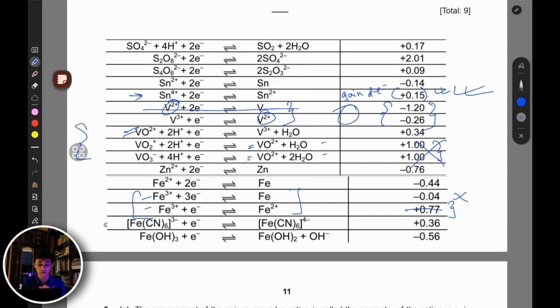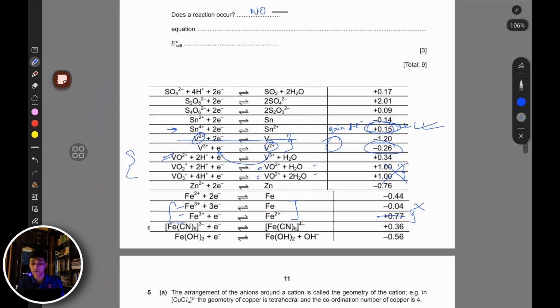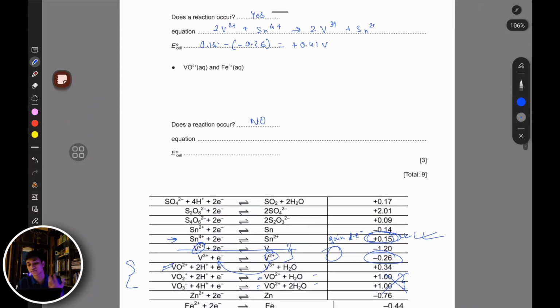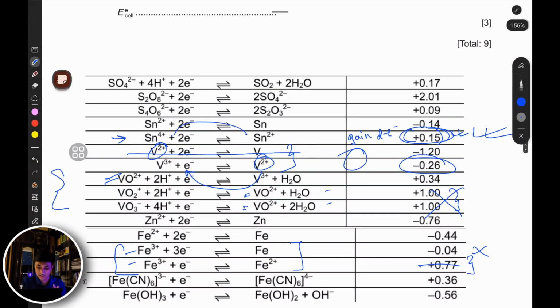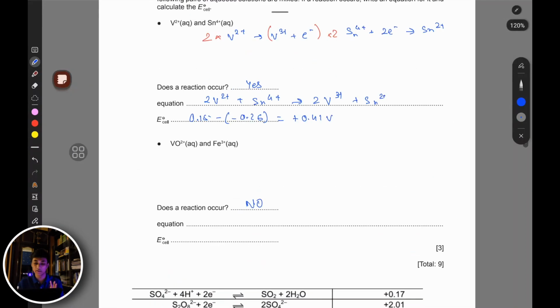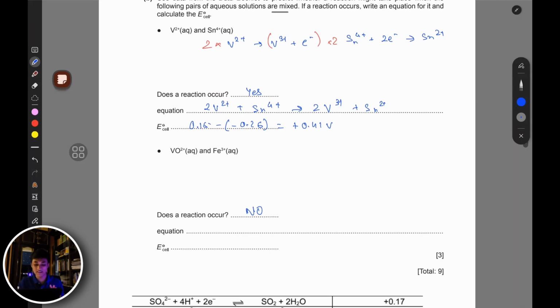Which one is losing? This one is losing. Vanadium 2 plus is losing electrons in this equation, so you take this value and this value. Now what did they ask? Yes, it is going to happen. Why? Because this does indeed match. Here it's a forward reaction, here it's a backward reaction. So this reaction is going to take place. Great, so you write yes for the equation.